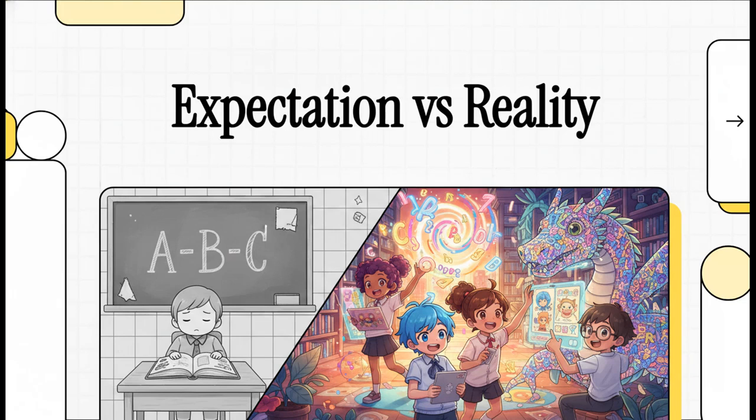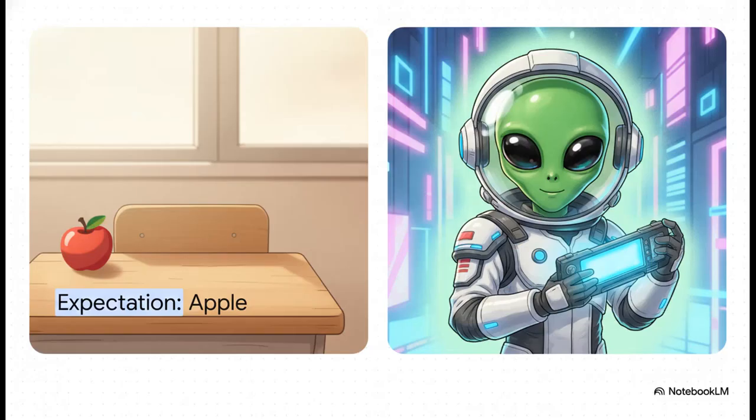Welcome to this explainer. Today we're taking something we literally all know inside and out, the basic A to Z alphabet, and we're completely turning it on its head. We're going to look at how a specific set of source notes takes a dull, rote learning exercise and transforms it into this highly imaginative engine for modern storytelling. So let's dive right in and see how shifting from an everyday expectation to a wild reality can completely revitalize educational content.